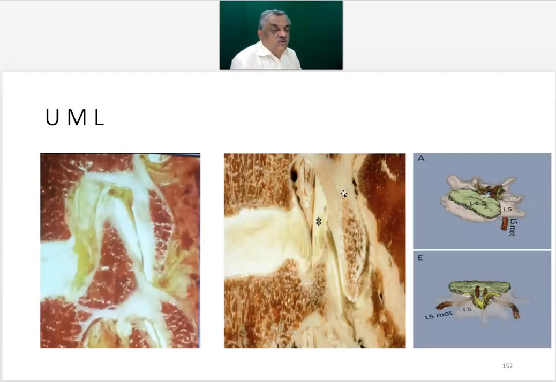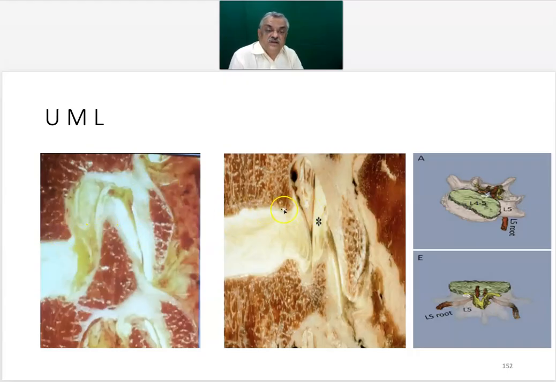Now we will go into the anatomy and revision of anatomy of the upper, middle and lower zone. Here the upper zone is basically the area of the canal which is bound by the body above, the pedicle and the inferior articular process, up to this lower end plate line.